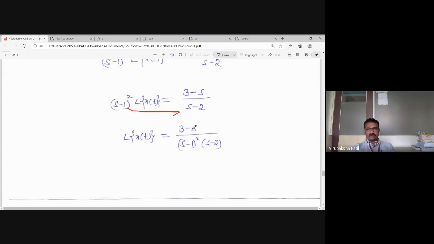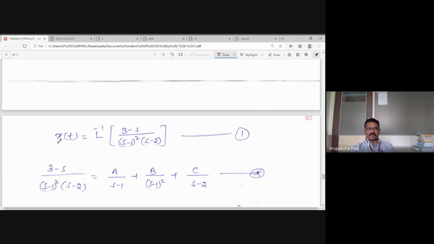L of x of t is equal to, you will get (3 minus s) divided by (s minus 1) whole square into (s minus 2). But we don't want this, we want the solution for x. So take this operator L to this side, so that x of t becomes L inverse of (3 minus s) divided by (s minus 1) whole square into (s minus 2). Now if you find the value of this, by expressing it in terms of t and finding the inverse, then you will get an expression, or solution, of the given differential equation.